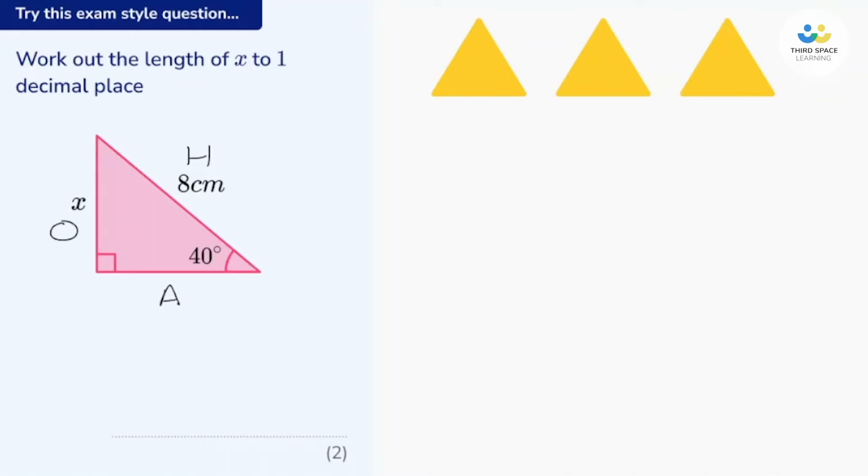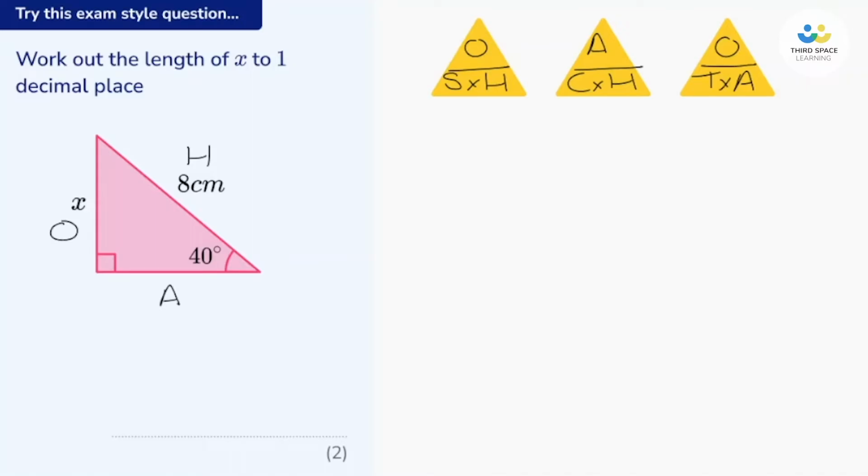Okay, let's now draw the SOHCAHTOA triangles to help us here. So we've got three triangles, let's write them in. So sine is equal to the opposite divided by the hypotenuse. Cos is equal to the adjacent divided by the hypotenuse. And tan is equal to the opposite divided by the adjacent, SOHCAHTOA.